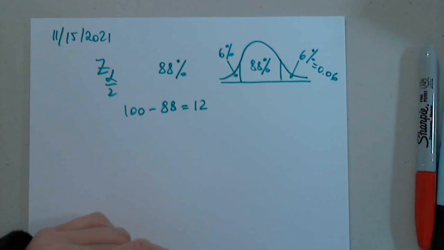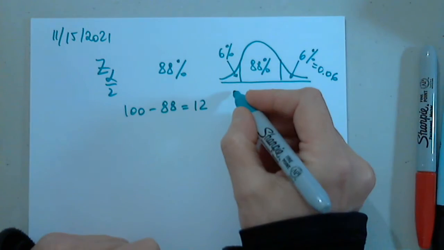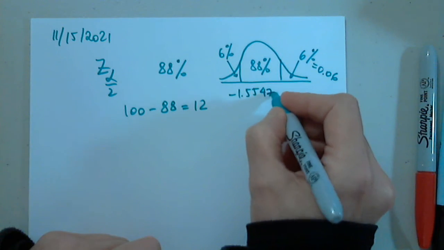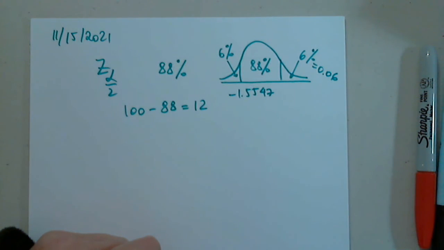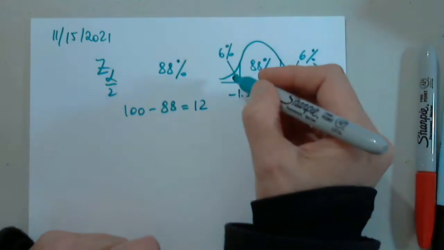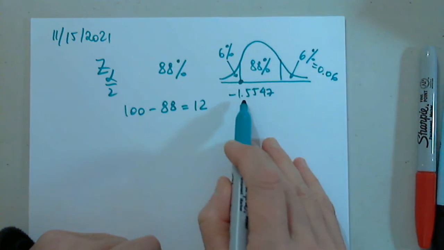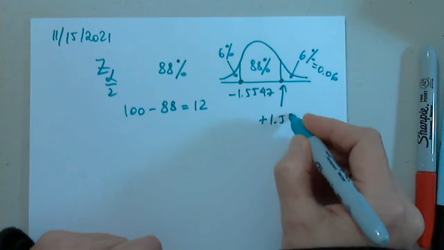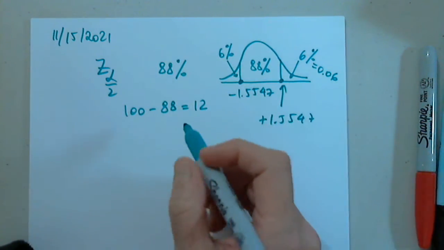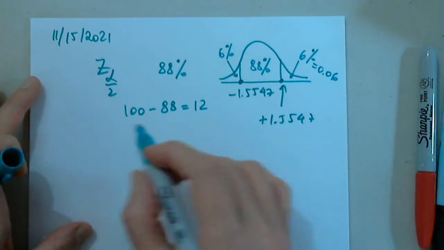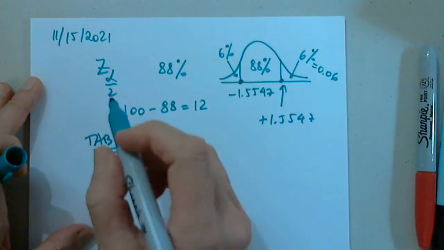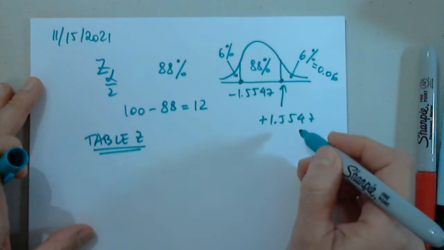I want this. So the z on the left is negative 1.5547. And of course, the z on the right, this point here, is positive 1.5547. And remember what we said, for some reason, the way they created the table for z, they want the positive.